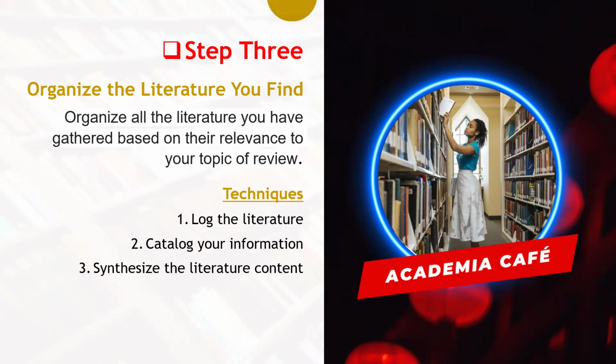Now, it is important that you know that step 2 and 3 do go simultaneously. What this means is that as you are finding relevant literature, you are also logging, cataloging, and synthesizing it. It is like a cycle. You find literature that is relevant, you log, catalog, and synthesize, and as more new thoughts come, you go search for more literature, then log, catalog, and synthesize. So how do you log, catalog, and synthesize the literature you find?